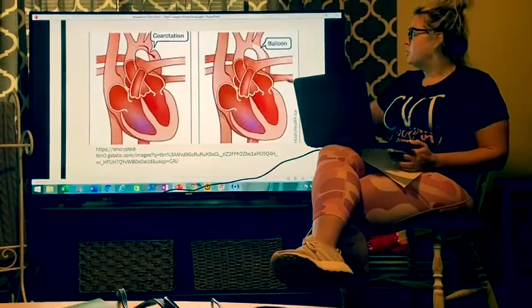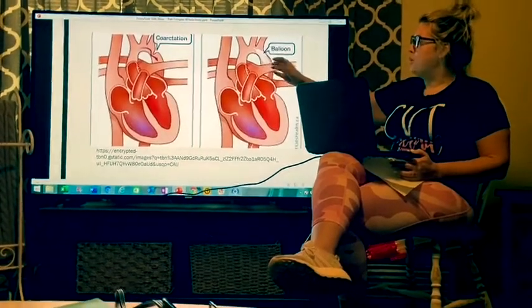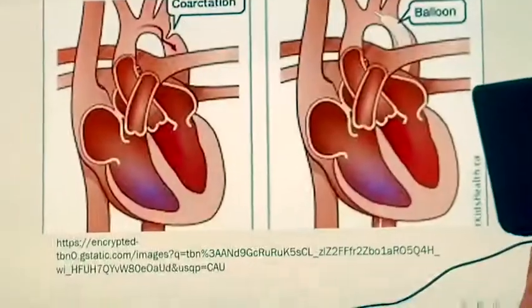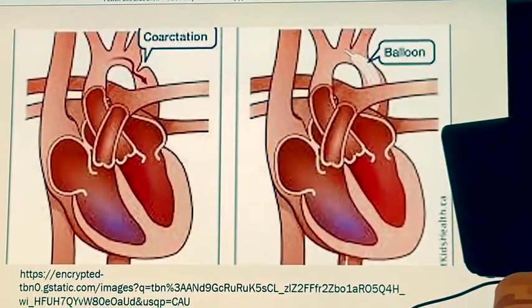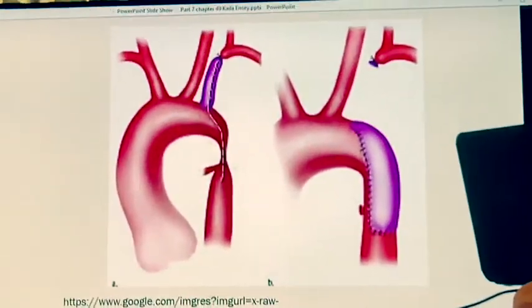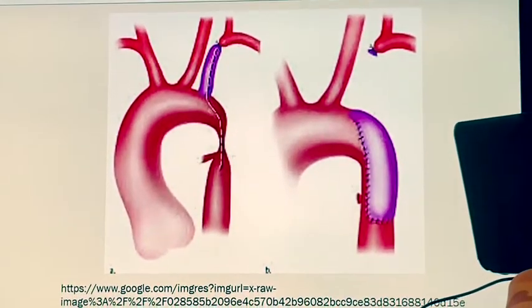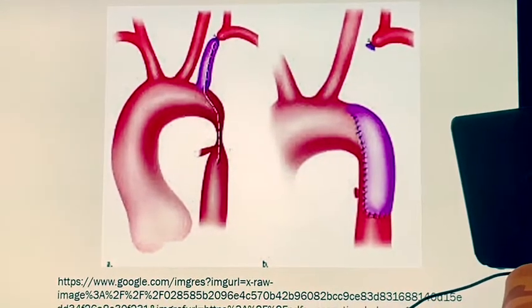And this is the balloon. They just blow it up to make the coarctation back to normal size. And this is another patch. This is the endovascular patch.